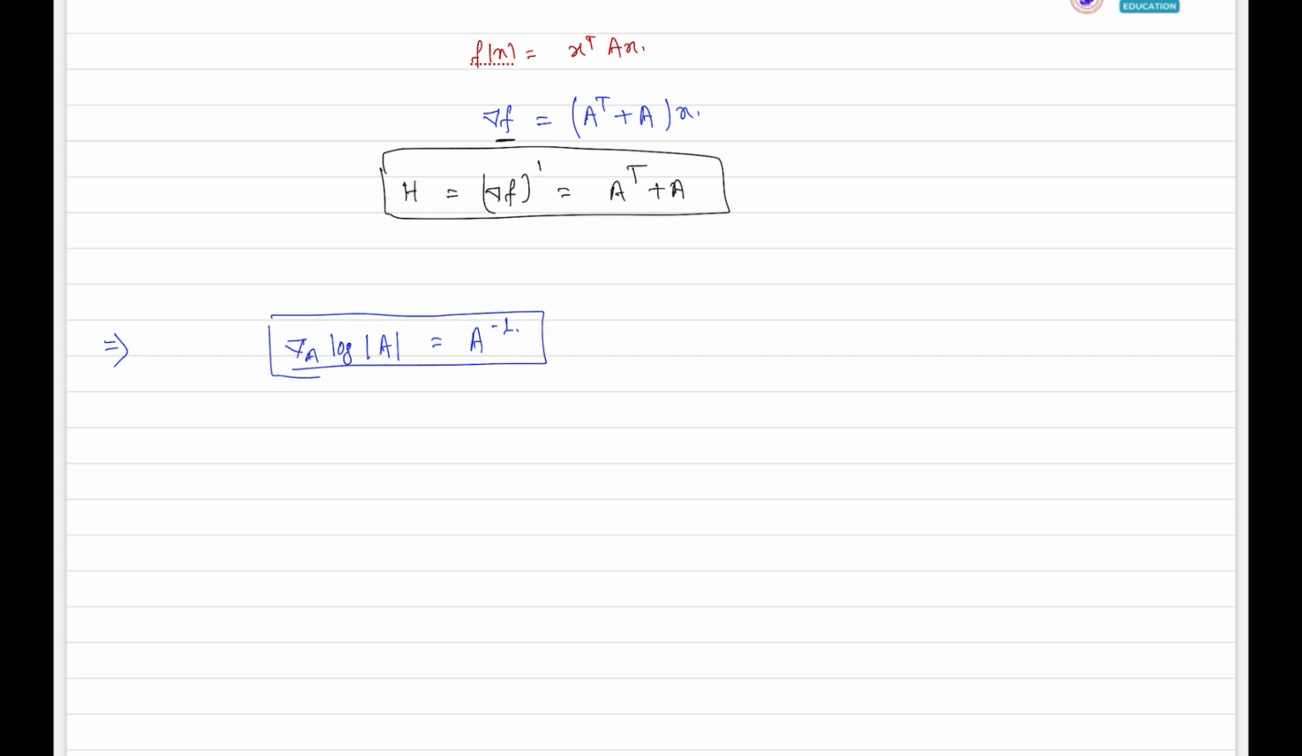You can even think of it from ordinary calculus by analogy. What is the differentiation of log x? We know it is 1 upon x. So you can think of it like this: the first derivative of log of the determinant of A, where A is a matrix, is nothing but A inverse.